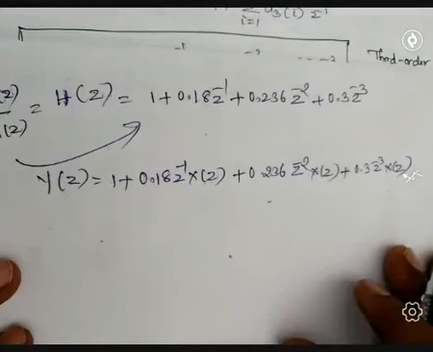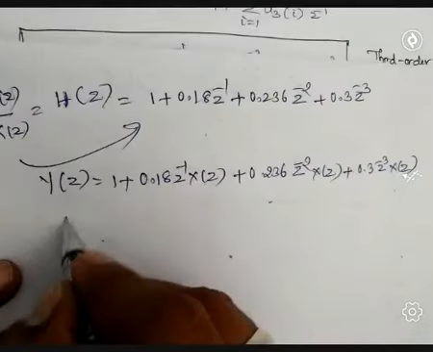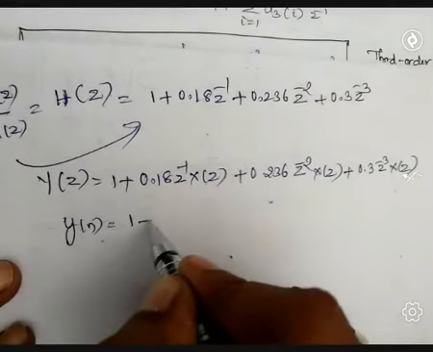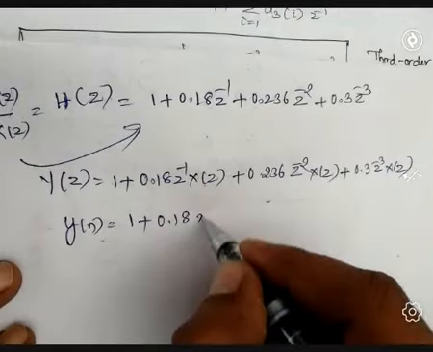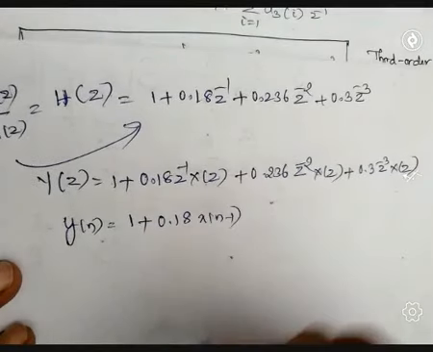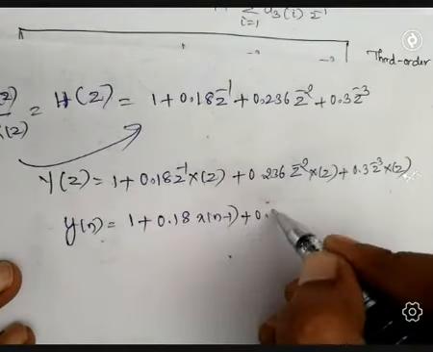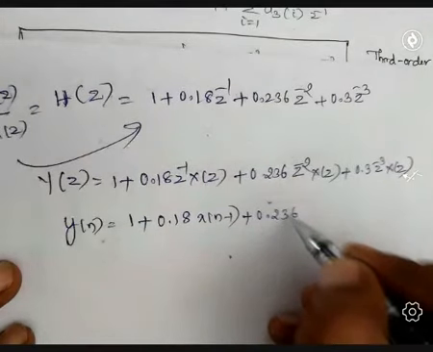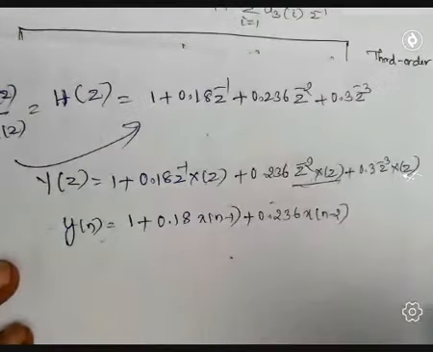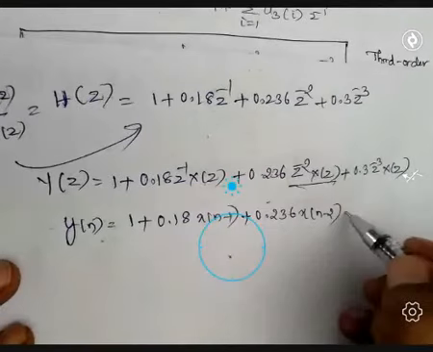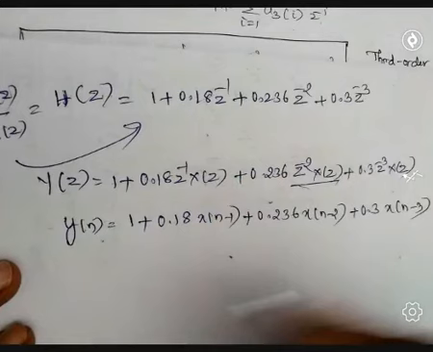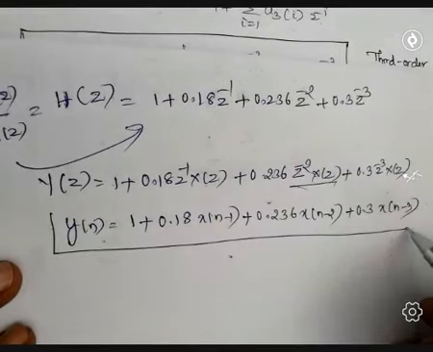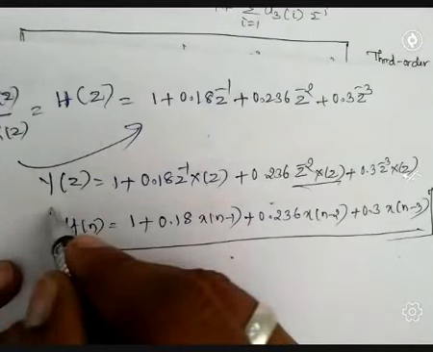Take the inverse z transform. Y of n equal to x of n plus 0.18 x of n minus 1 plus 0.236 x of n minus 2 plus 0.3 x of n minus 3. This is the equation. Now for this equation, we have to sketch the direct form realization.